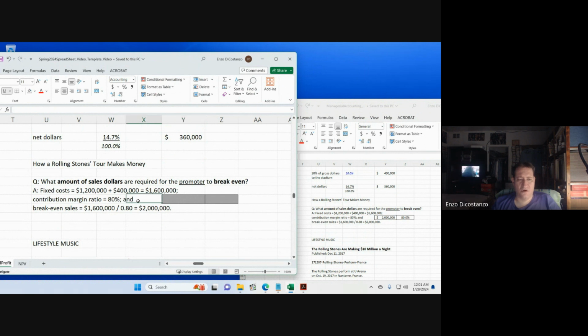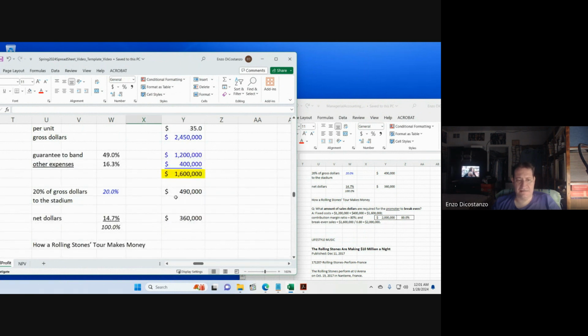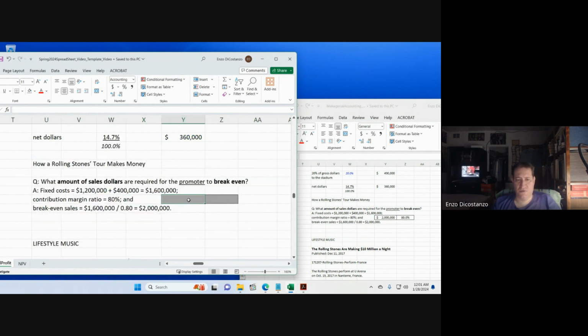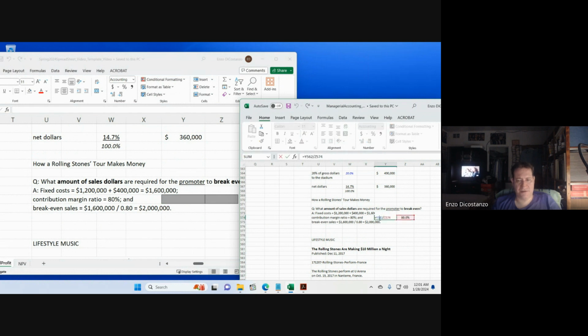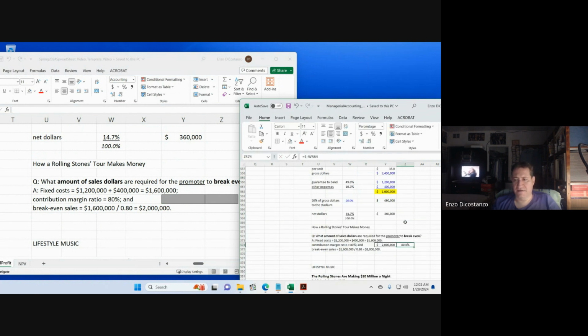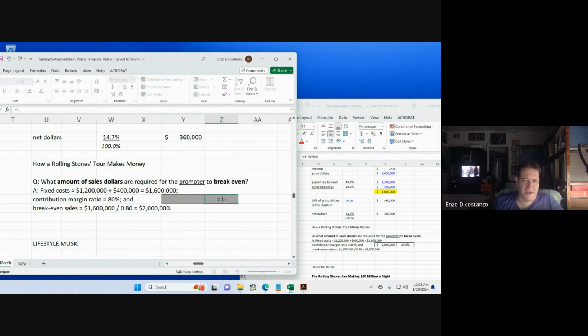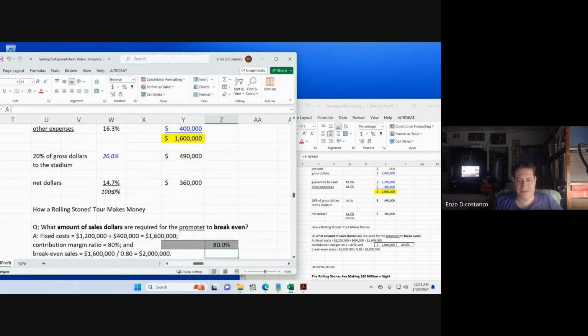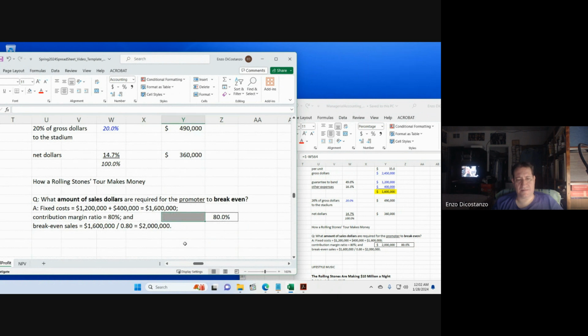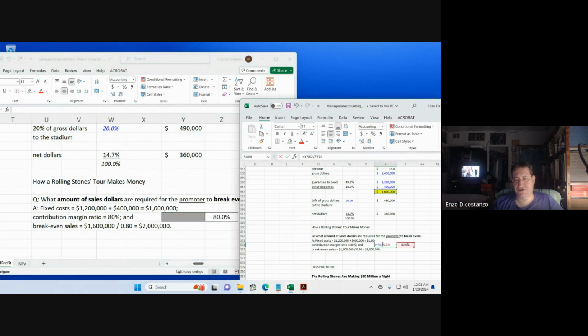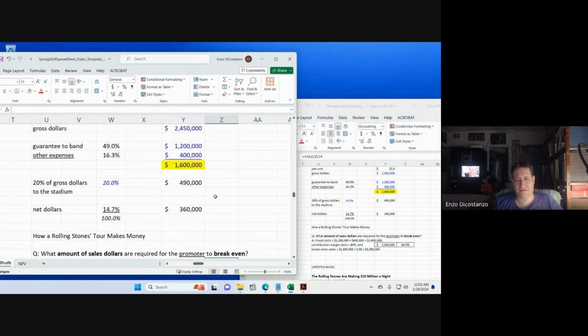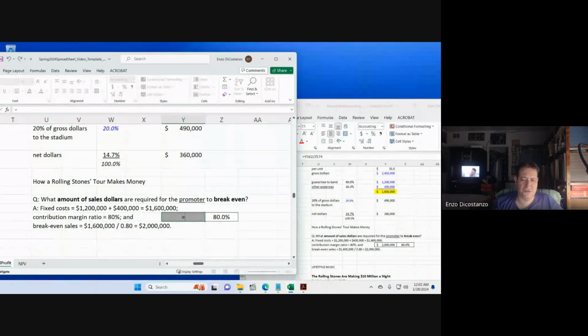Okay, and the margin is going to be 80%, right? Because if 20% goes to the stadium, what's left is the 80%. So what you'll do is you'll say equals, let's see how we did it here. Yeah, we took that percent. This is equal to 1 minus the gross to the stadium. And then to get the 2, well, there's your 16, so it's going to be equal to this divided by your 80%.